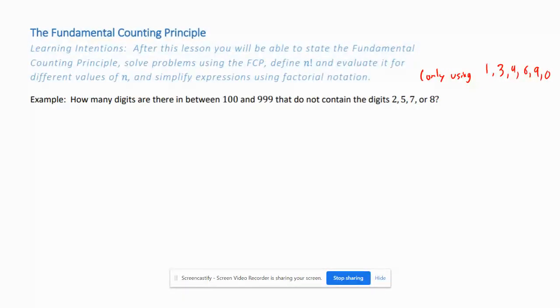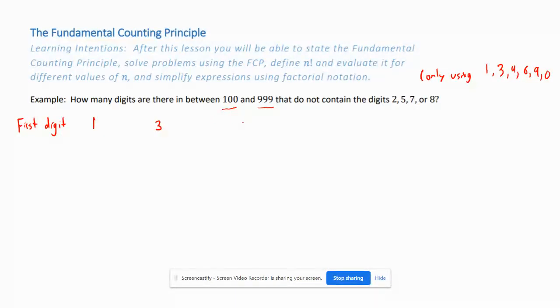Okay, so how do we actually do a question like this? Now, what I'm going to do over here is a very big tree diagram. My first row is my first digit. In between 100 and 999, this is going to be a 3-digit number. The thing about 3-digit numbers is a 3-digit number is not allowed to begin with 0. It can begin with 1, 3, 4, 6, or 9 in this case, but we can't begin with a 0.